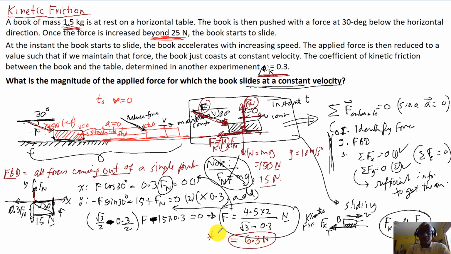Okay, next we're going to do a problem involving kinetic friction where it's not constant velocity. For instance, this situation where the acceleration is non-zero but sliding. We'll do that in another video.